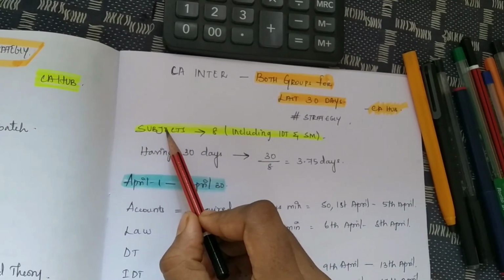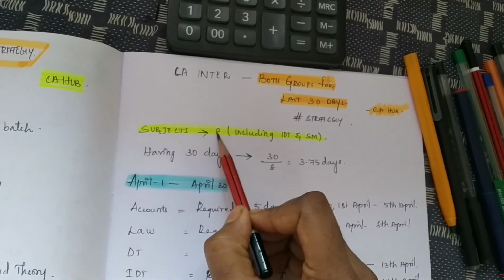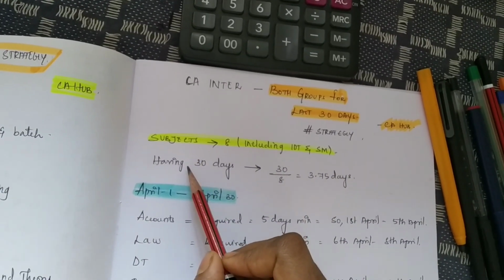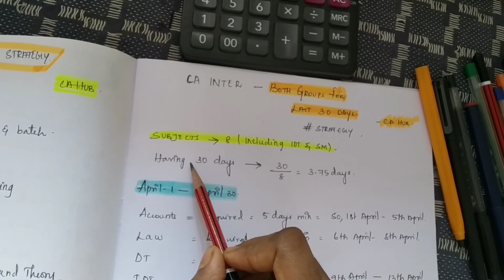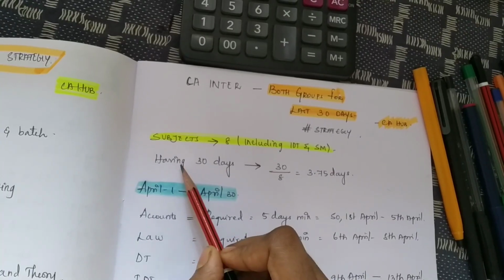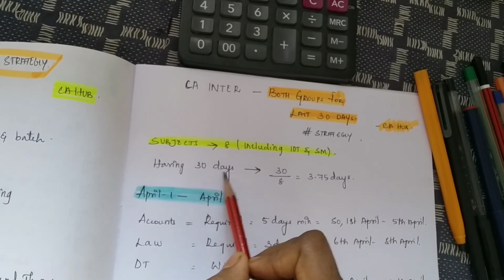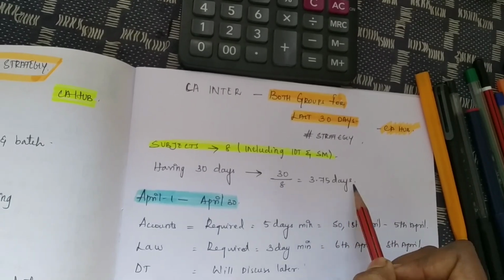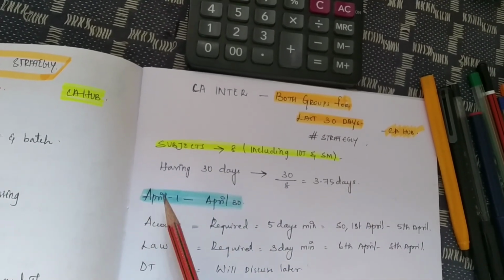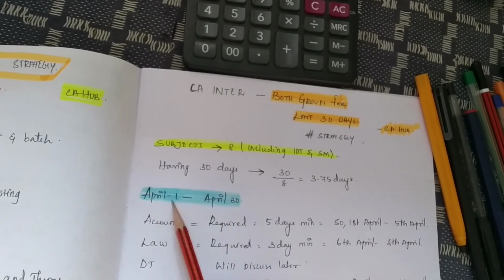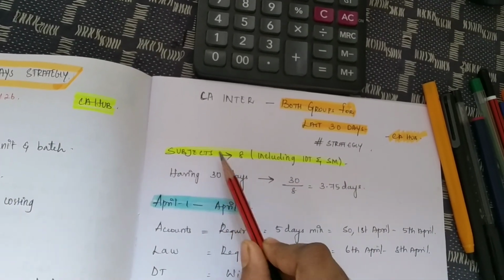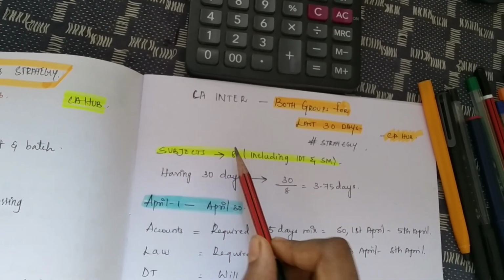So let us now divide. We are having around 8 subjects including IDT and SM. Today onwards, April 1st to 30th of April, we are having 30 days. So let's divide 30 by 8, which is 3.75 days. That is April 1 to April 30. You have to allocate 3.75 days for each of the 8 subjects.